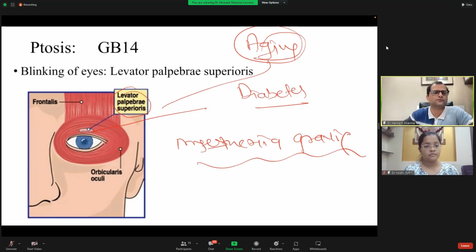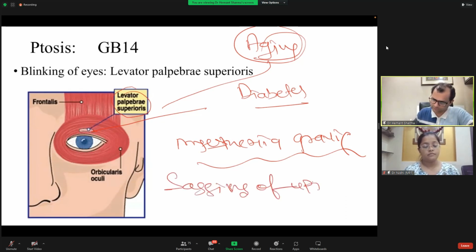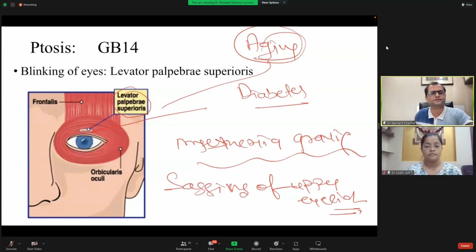We are not able to lift the eyelid up. This is called sagging of upper eyelid. So drooping of eyelid or ptosis means sagging of upper eyelid. Right? Or it is called ptosis. So I told you many causes. There is a weakness of the muscles that raises the eyelid. This is the cause number one.